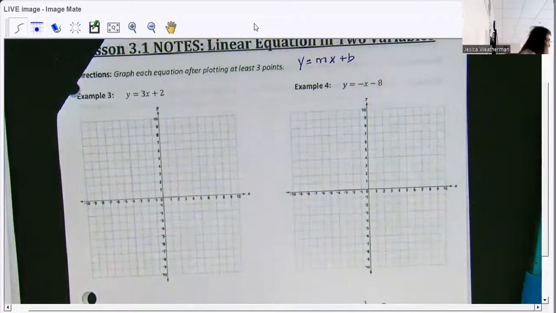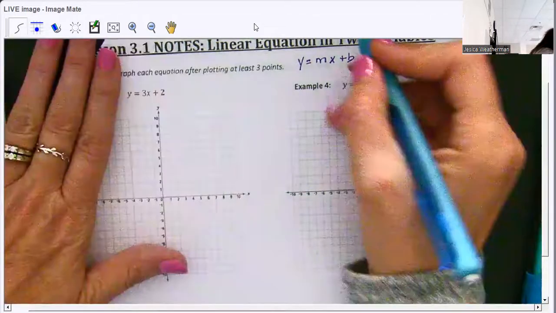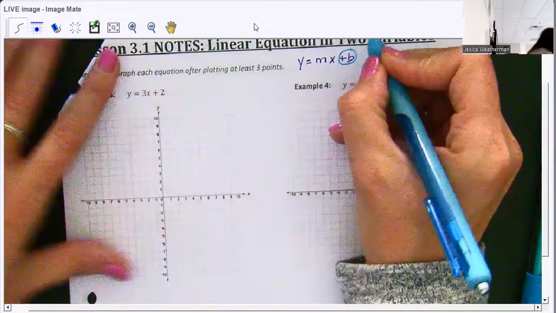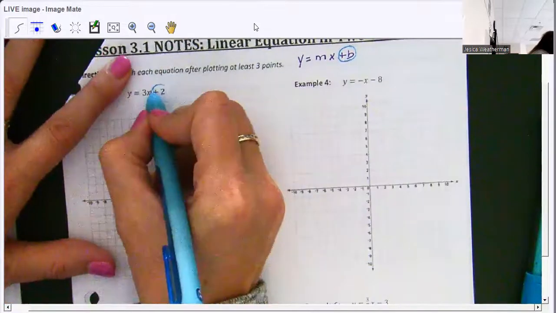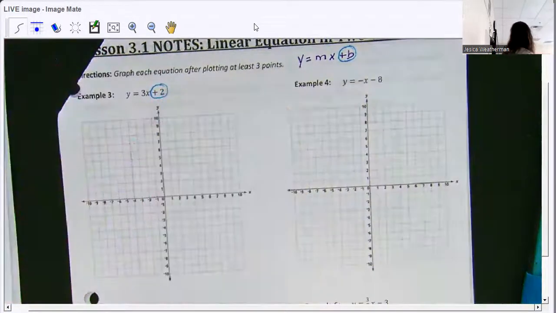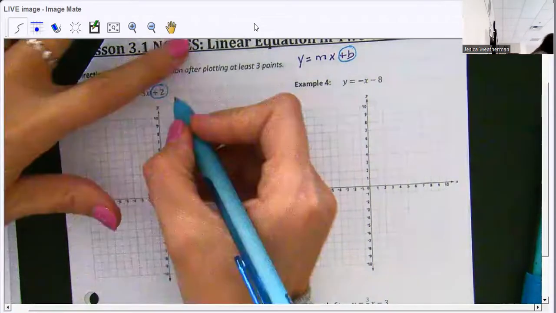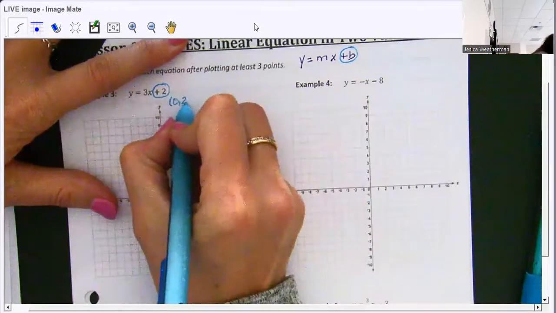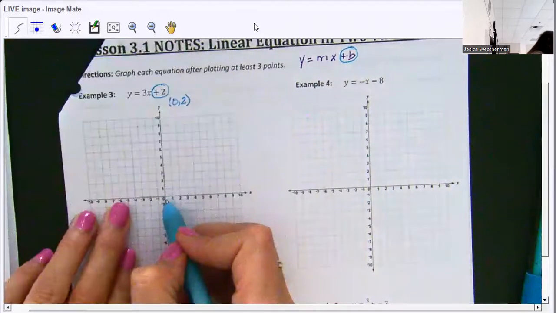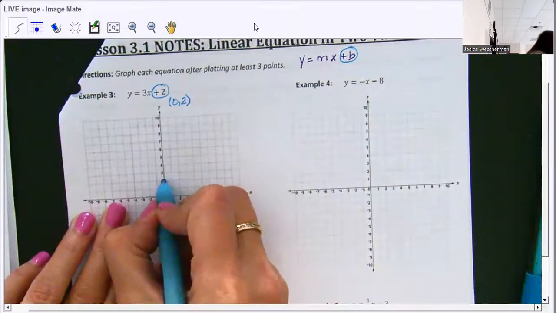So this B right here is the 2 in that equation. And so you're going to take that 2 and you're going to plot the ordered pair (0, 2) on your graph. Okay, so that represents (0, 2). So let's go ahead and plot that.